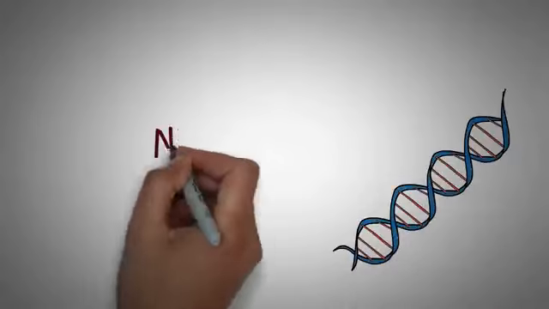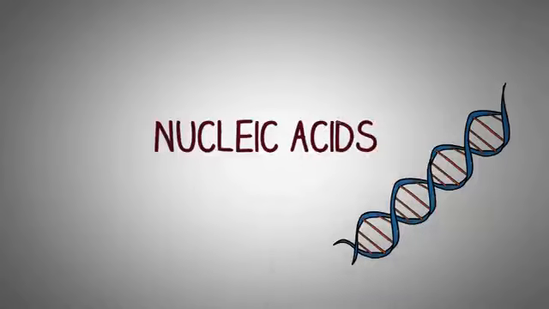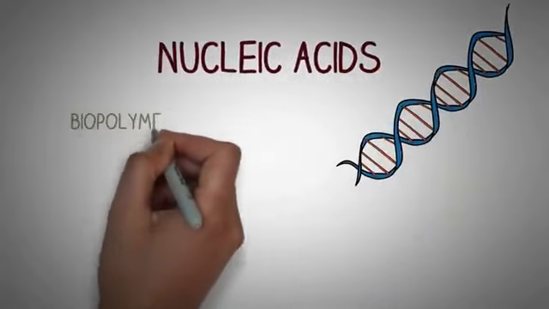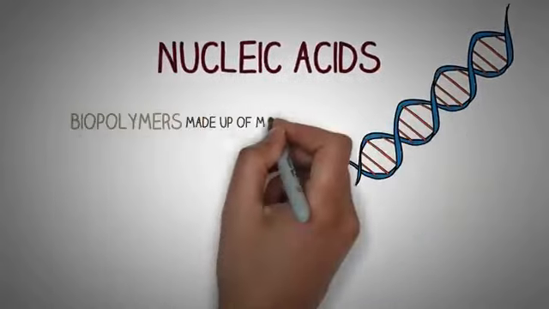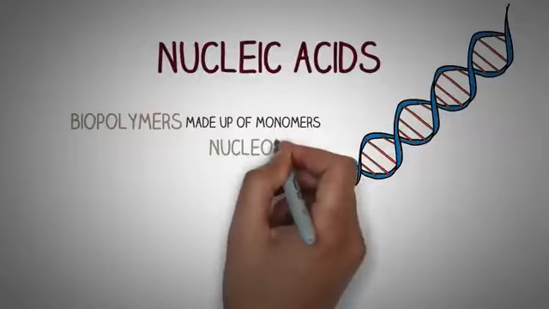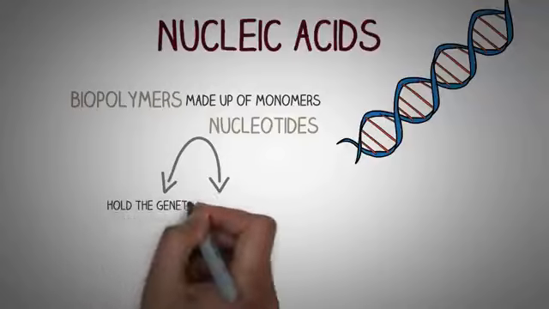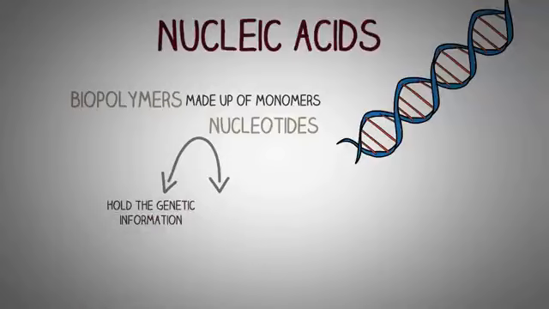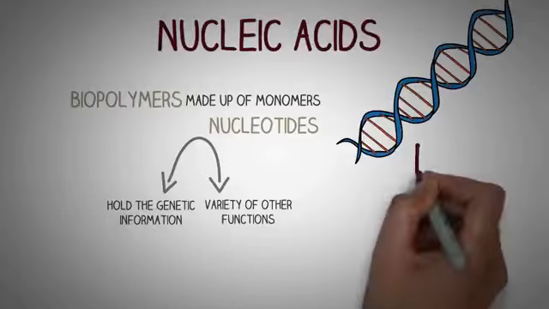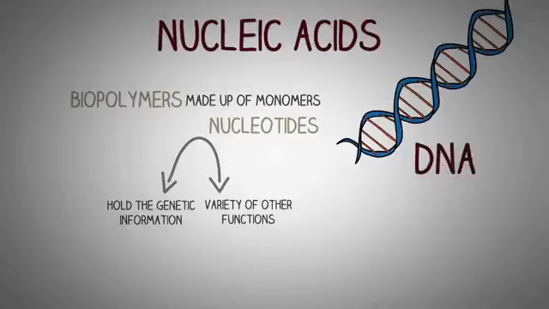In this video, we will study the nucleic acids. Nucleic acids are basically biopolymers which are made up of monomeric units known as nucleotides. We have two important functions for nucleic acids: they hold our genetic information, and they perform a variety of other functions that we will discuss later. We have two important types of nucleic acids in our body, the DNA and the RNA.